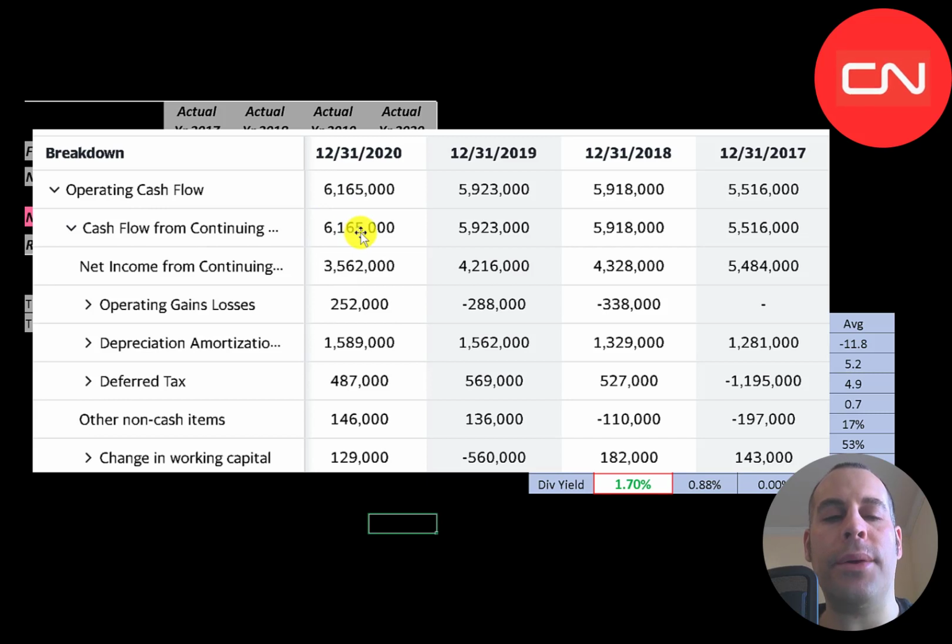Net income is accounting profit and loss. Operating cash flow is your actual cash. So when you look at a company, you should look at operating cash flow. That's a better indicator of a company's health than net income. And they did have their highest operating cash flow in 2020 with their lowest net income.